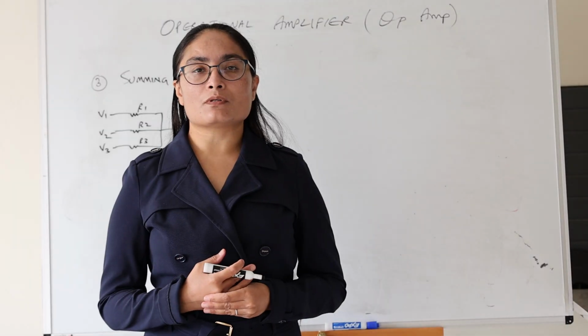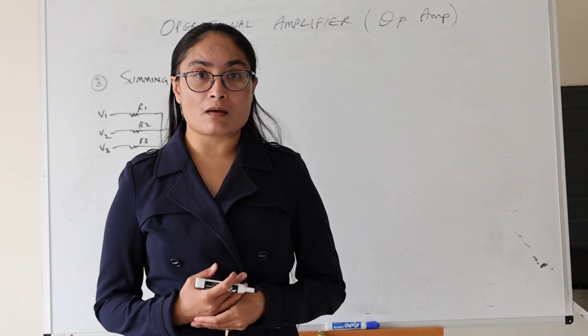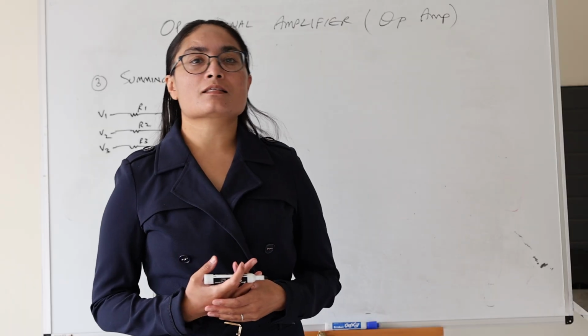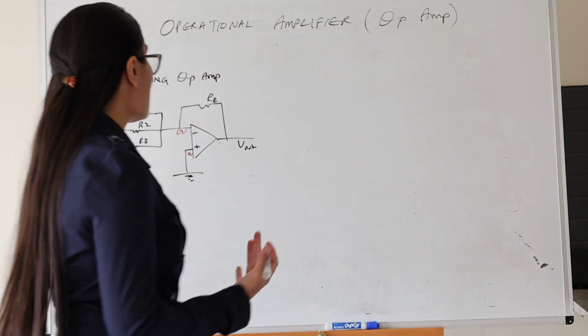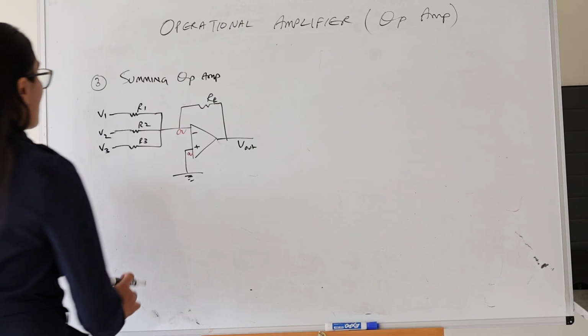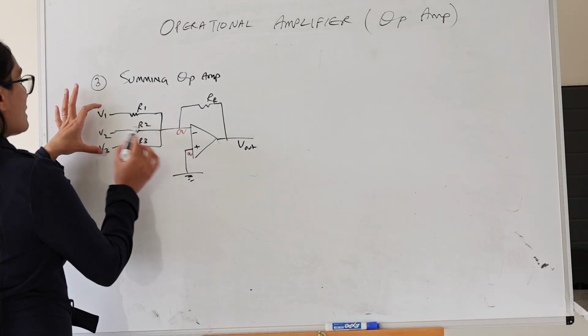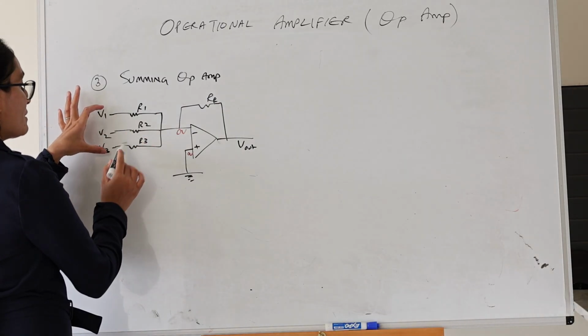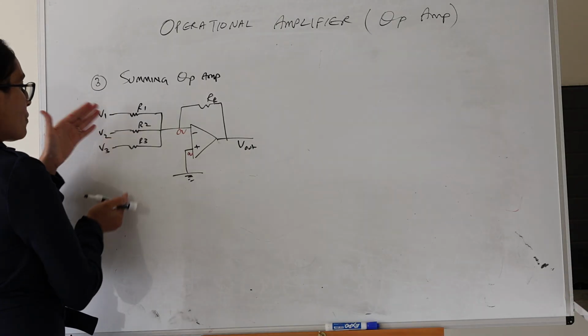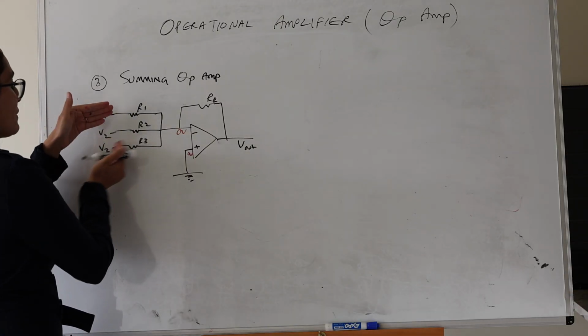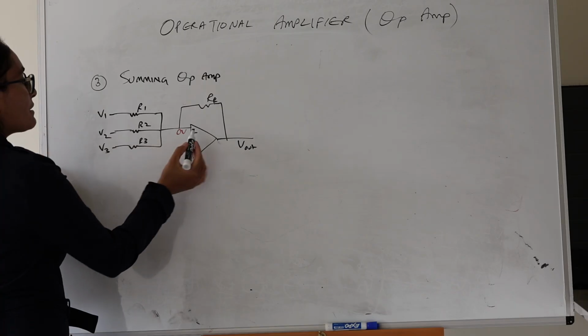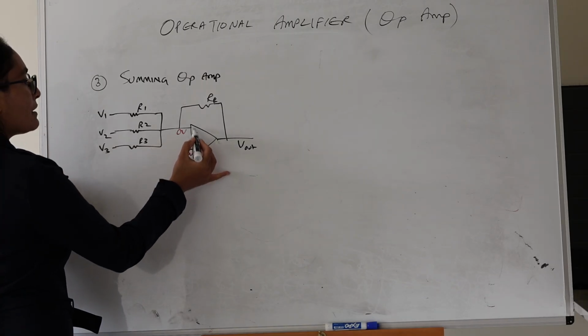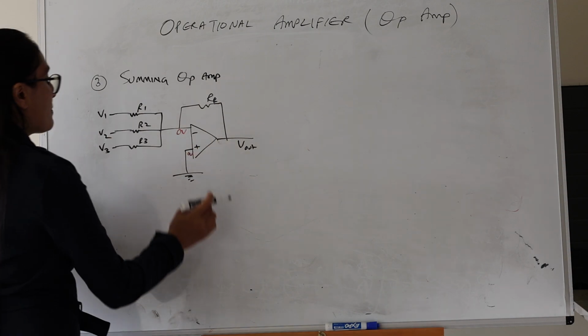The next thing we're going to learn about is the summing op amp. As the name suggests, it has something to do with addition. So let's analyze this circuit. So here we have three different input voltages. You can have more. So here just an example, we have three inputs and they're all connected to the same terminal. Here in this case to the inverting terminal of the op amp.